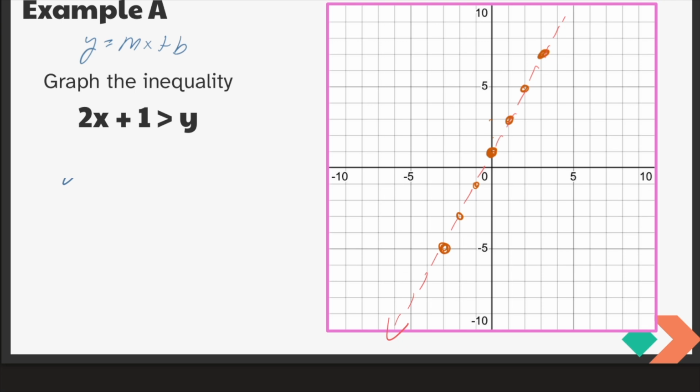Now I need to determine which way I need to shade. In order to figure that out, I need to substitute in a point. I can pick any point on the graph, but the easiest point to pick is obviously the origin of (0, 0).